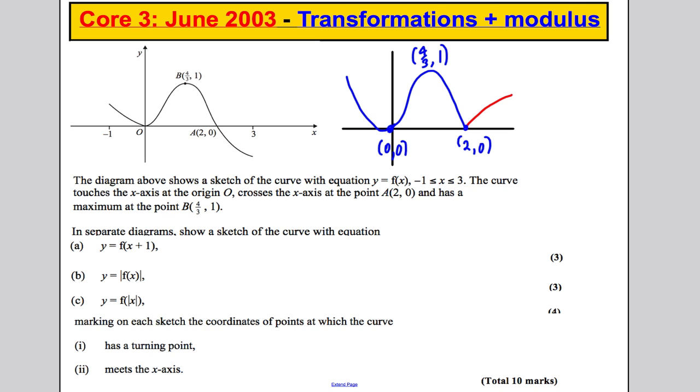Do bear in mind here, you're not allowed to have that looking like a U. It's got to look kind of like that because of the way the graph works. If you have a U, it doesn't give you the mark.